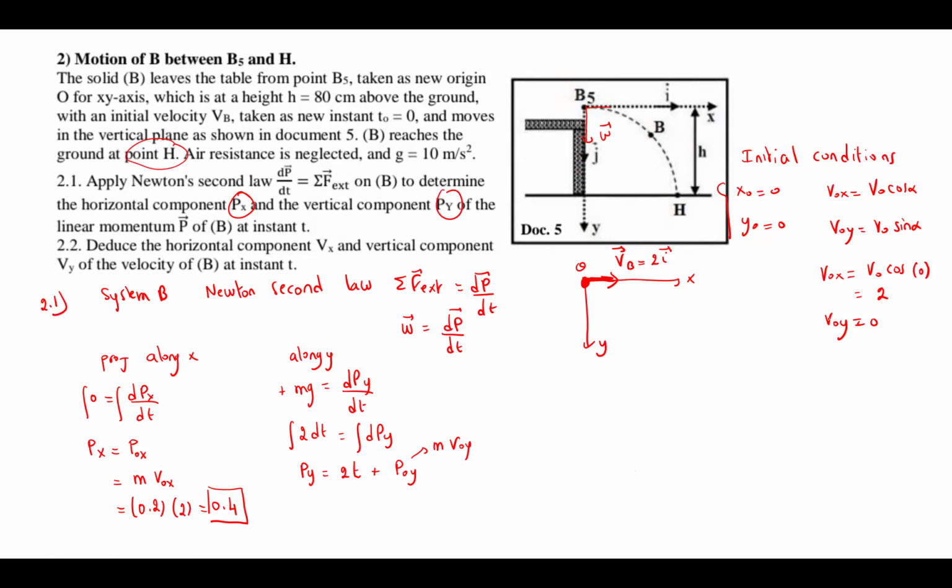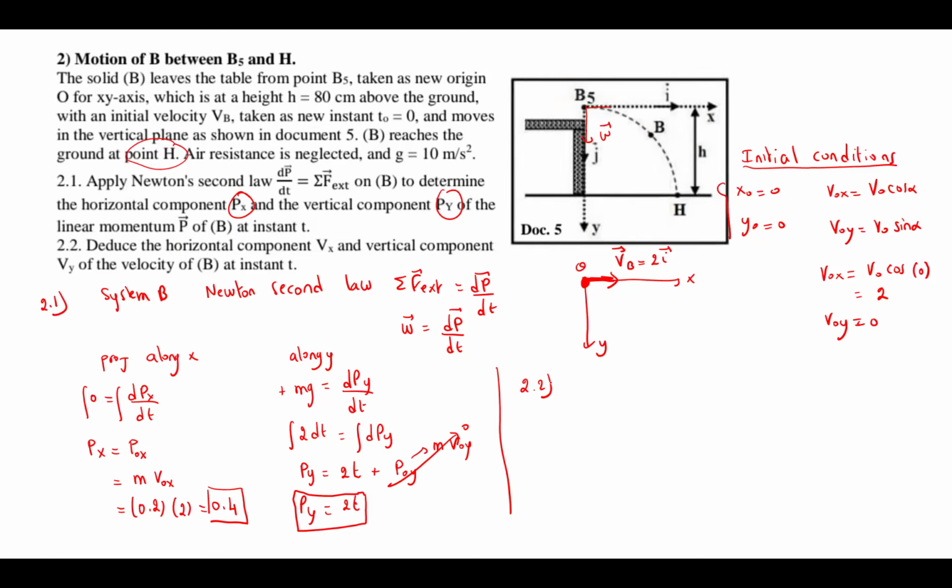Now look at v0y, it's 0. So this is 0. So you have to pay attention. These initial conditions, you have to put them first. And then I can get at the end py equals 2t. And this will be the answer of part 2.1.